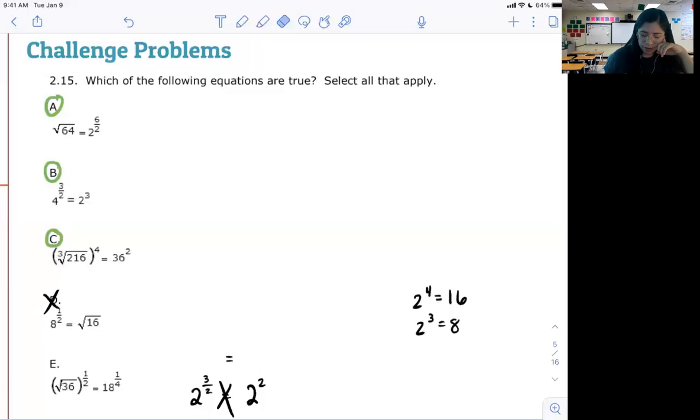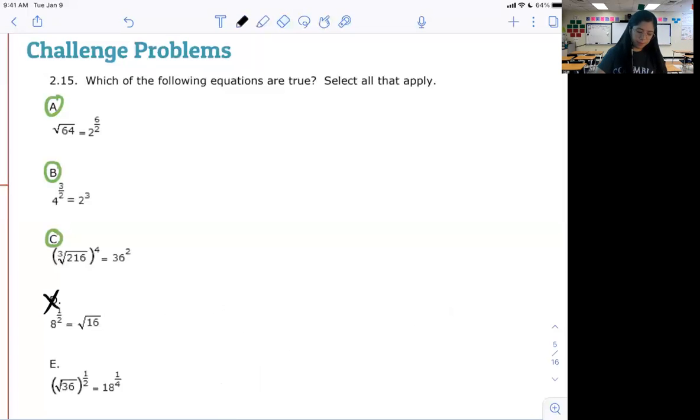So D is out. And then finally, E, I mean. Square root of 36 is 36 to the power of 1/2. Okay, so this is 36 to the power of 1/2 to the power of 1/2.